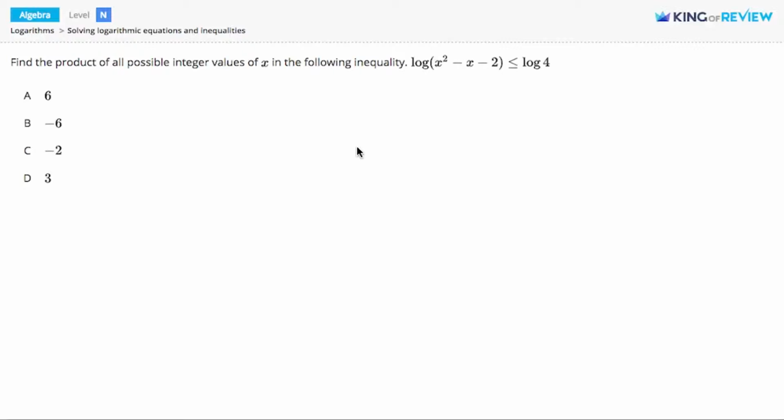Here we have to find the product of all possible integer values of x in this log inequality. Well, to start, since we have x inside of a log, we have to remember that any number inside of a log has to be greater than 0. Right away, that tells us that x squared minus x minus 2 must be greater than 0.